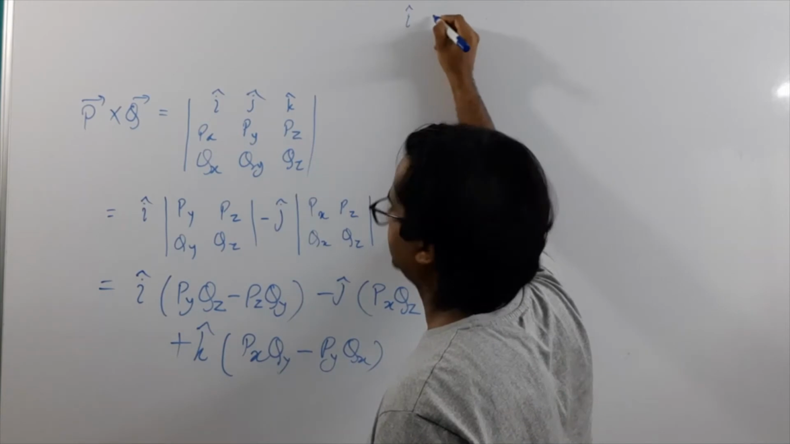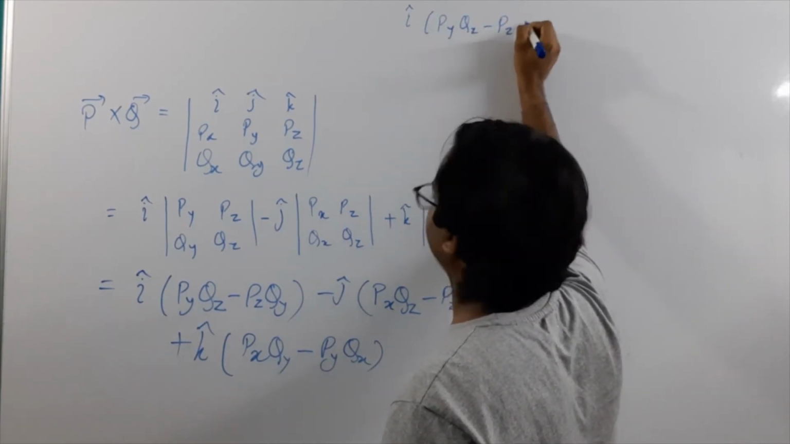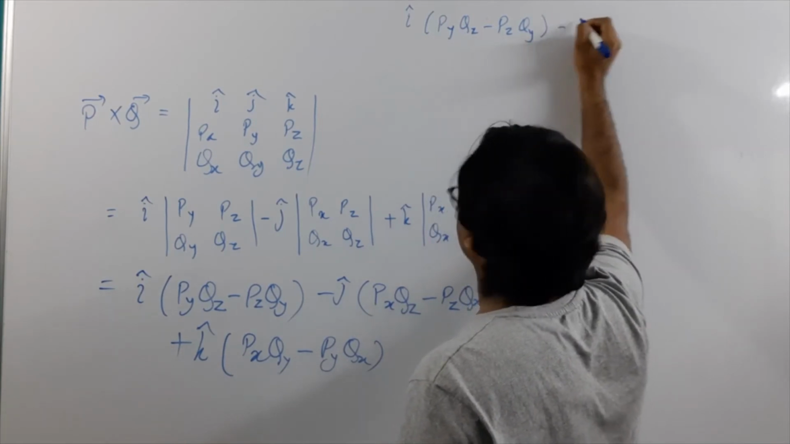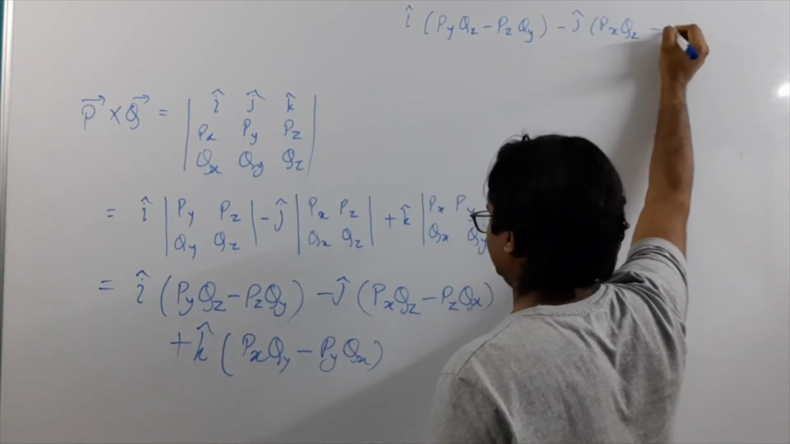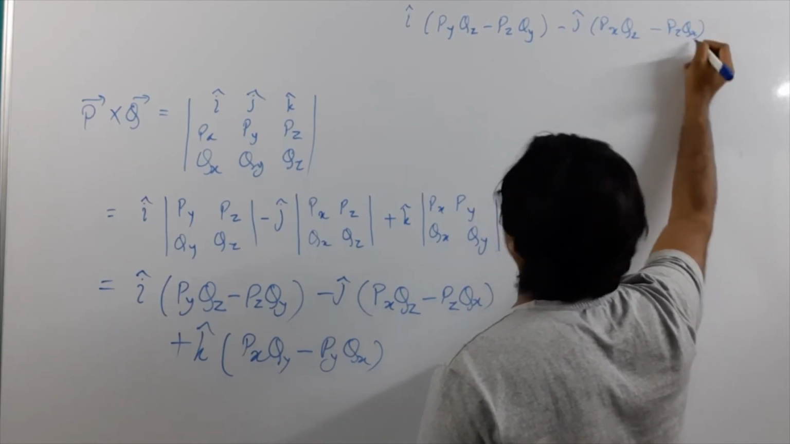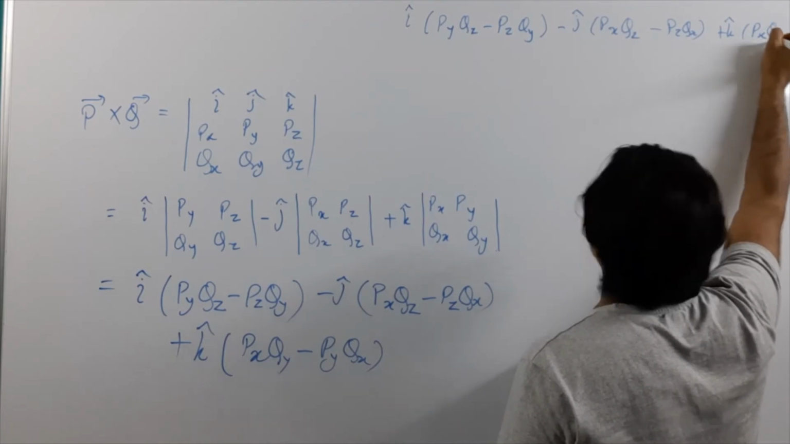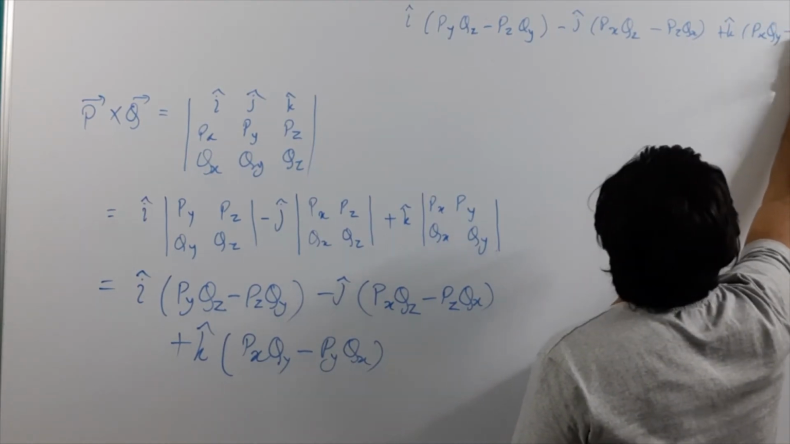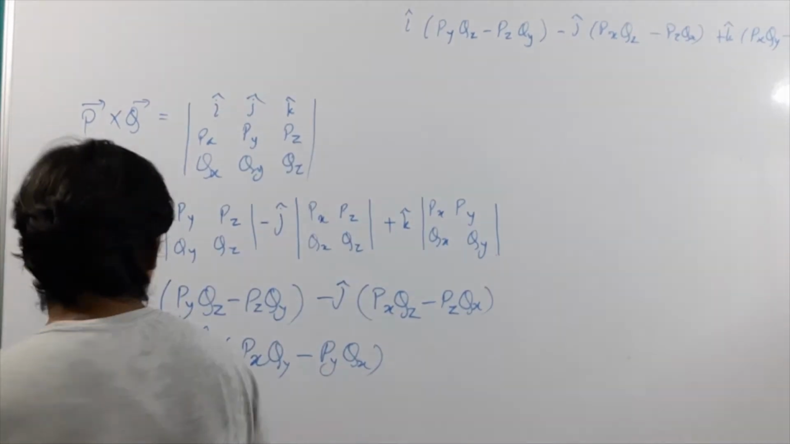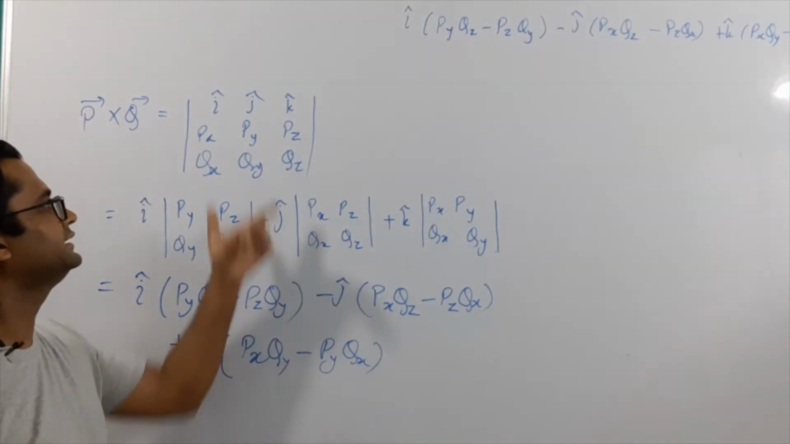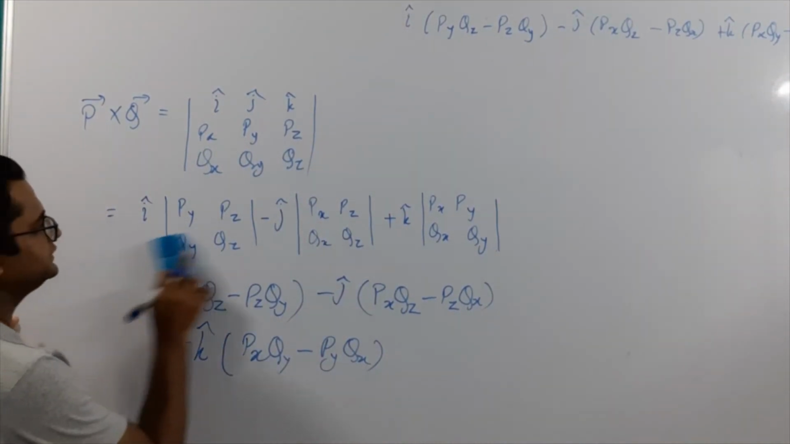i cap into py qz minus pz qy minus j cap into px qz minus pz qx plus k cap into px qy minus py qx. So I have written this only for our reference. Once we get this step in our answer, we will directly write this. So hence we have proved it. Okay, so this is how we will prove it.